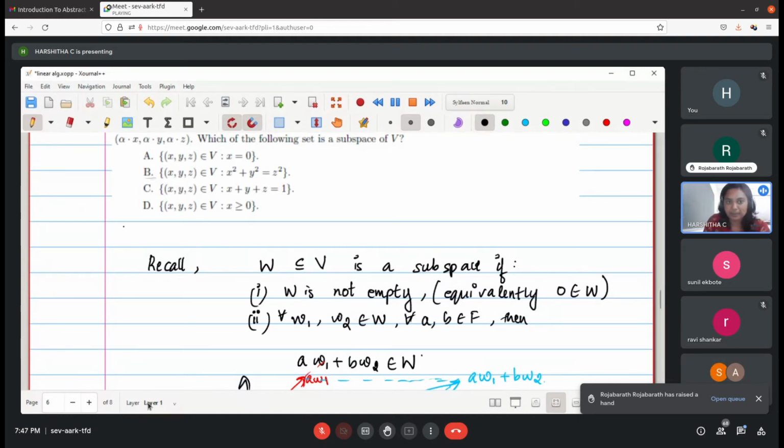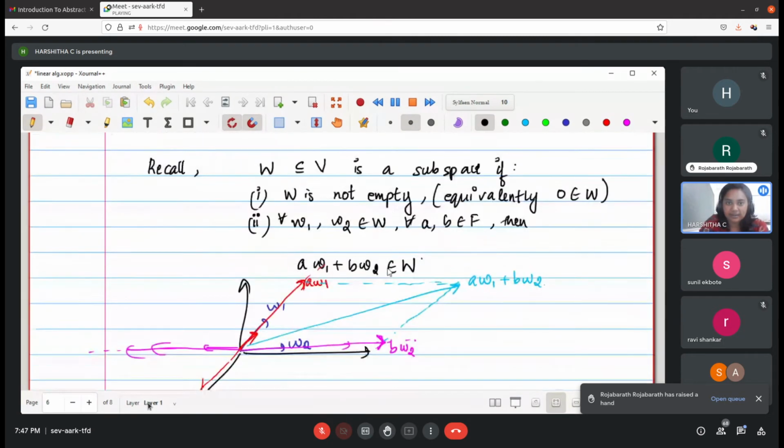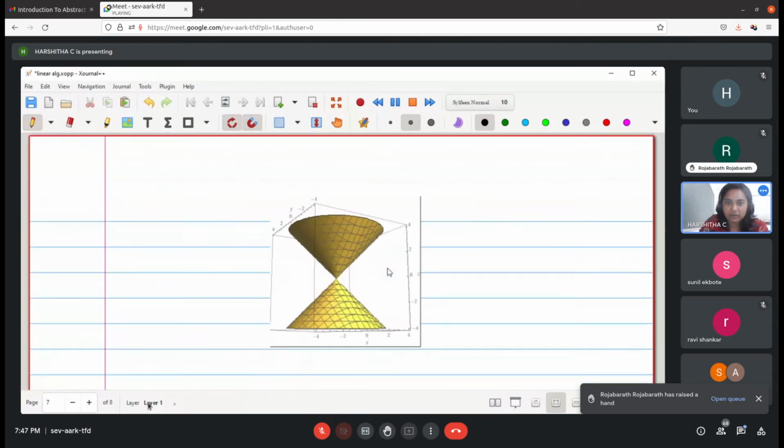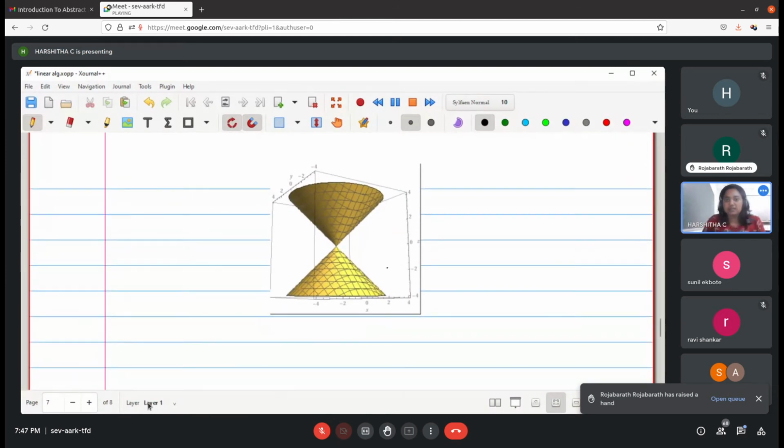Let's do example B: x squared plus y squared is z squared. So the surface looks something like this. This is the set of (x, y, z) such that x squared plus y squared equals z squared. This is how it looks. So looking at this, can you tell if it's a subspace? Forget the definition and everything. If you've understood what we've done, can somebody say, is this a subspace?